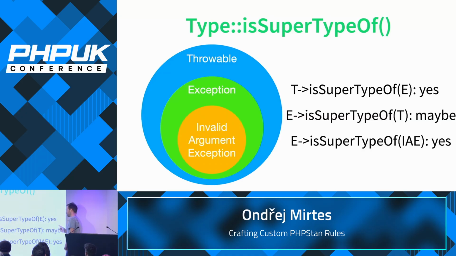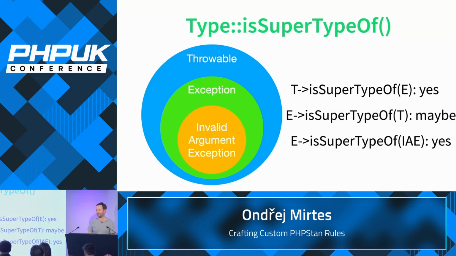The answer is yes. And by the way, this method does not return a boolean, it returns trinary logic because there are three possible answers. And if we ask the other way, is exception a supertype of throwable? It's a maybe, because the type can fall either inside the green circle or outside of the green circle. So that's why it's a maybe. And again, if we ask if exception is a supertype of invalid argument exception, it's also a yes, because the entire invalid argument exception is inside the green circle.